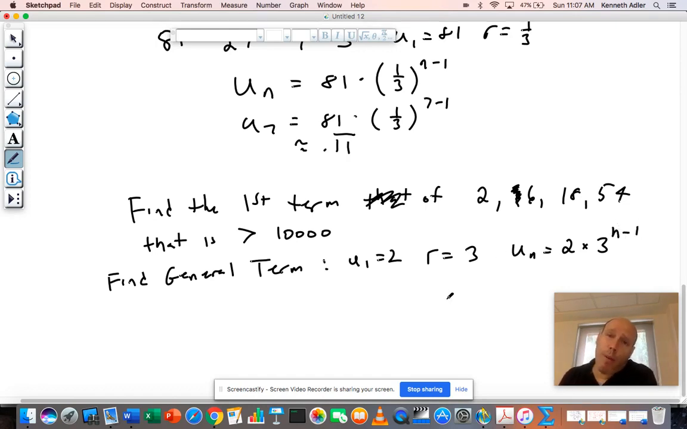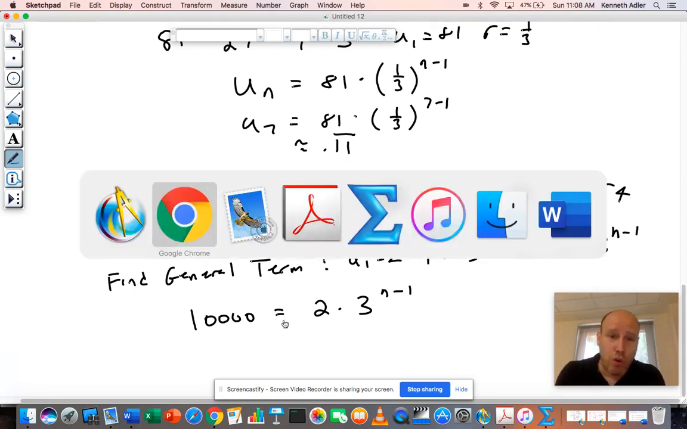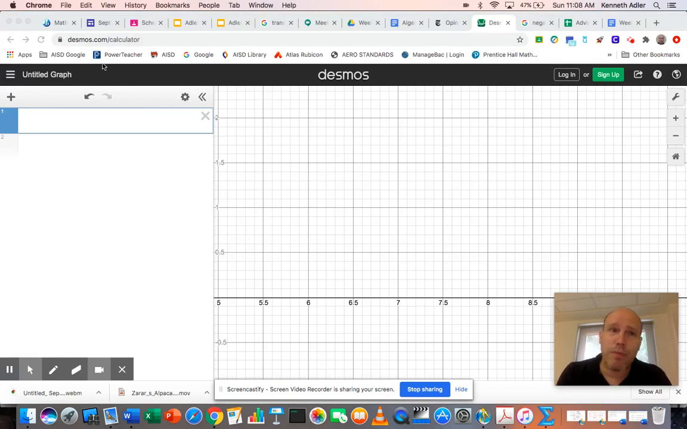Well, like in the last homework problem, I'm going to see if 10,000 is actually a term. So 10,000 is equal to 2 times 3 to the n minus 1. Now, you can't solve this alone by hand. Some of you might say, oh, well, I can divide both sides by 2, but then you have 3 raised to the n minus 1 equals 5,000. No. Here's what we're going to do. You're going to go to Desmos. Type in desmos.com on the top, and then it's going to take you to this screen.